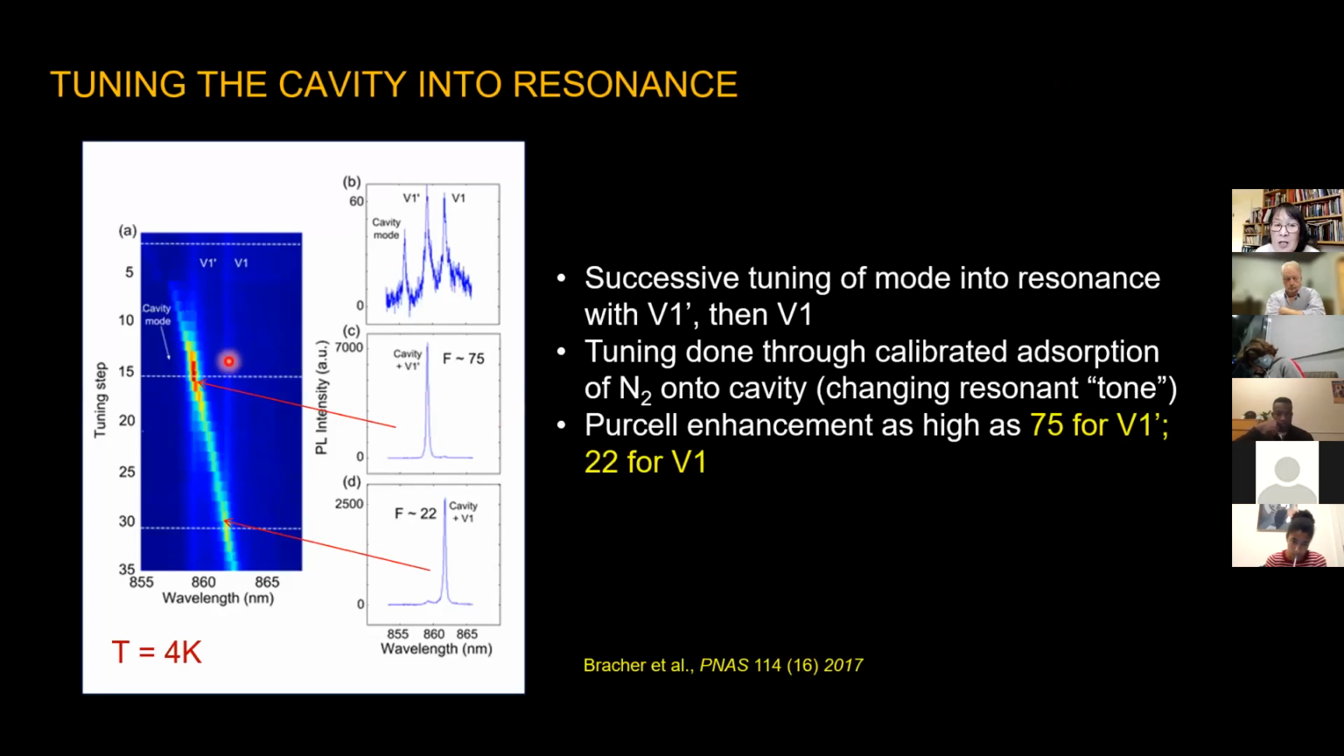What do we get when we use these cavities and we actually tune? And these are done at low temperature because we wanted to elicit the full response of what the cavity was doing for the vacancy. Here's actually V1 prime and V1. So I didn't tell you that V1, which is one of the vacancies, actually has an excited state V1 prime as well as a V1. So here's the cavity mode, V1 prime, V1 before we tune.